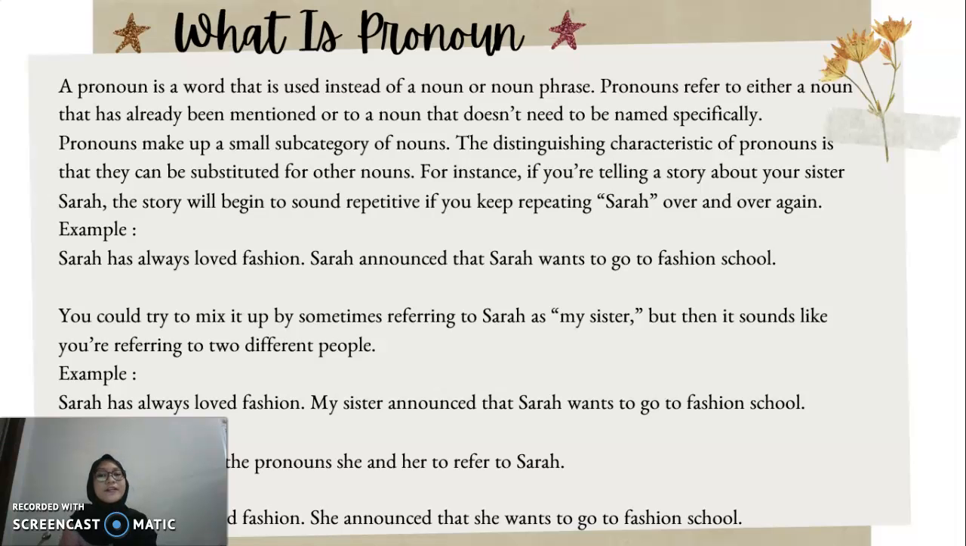Instead, you can use the pronouns she and her to refer to Sarah. Example: Sarah has always loved fashion. She announced that she wants to go to fashion school.